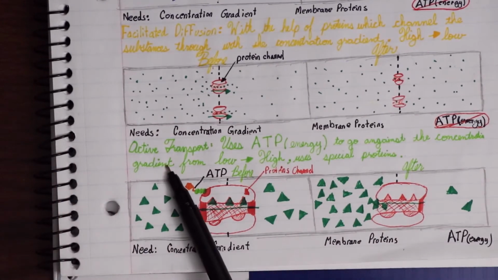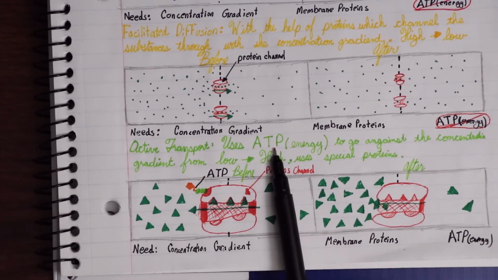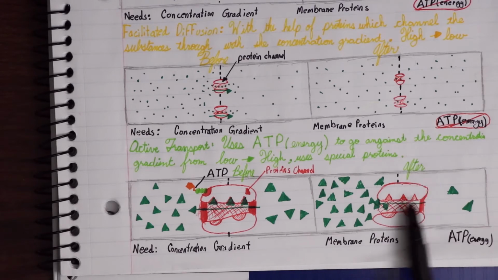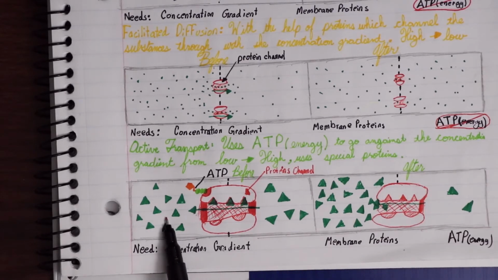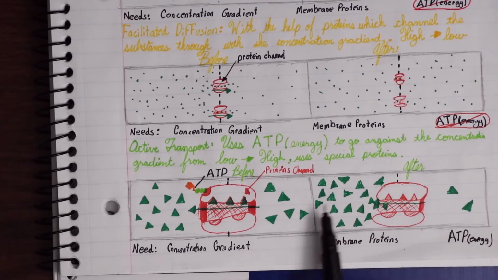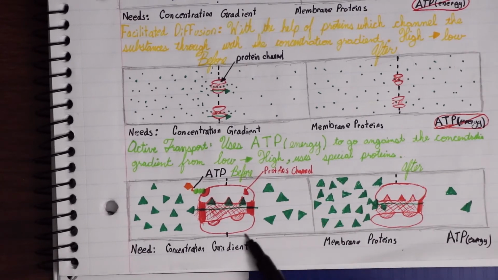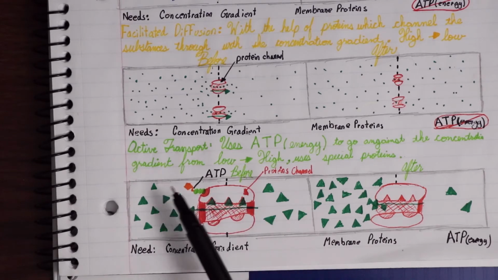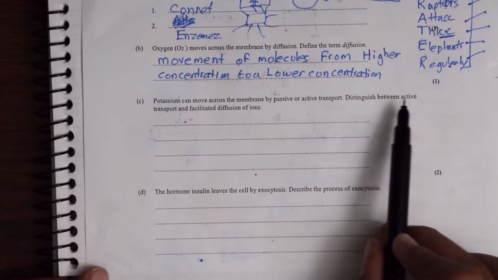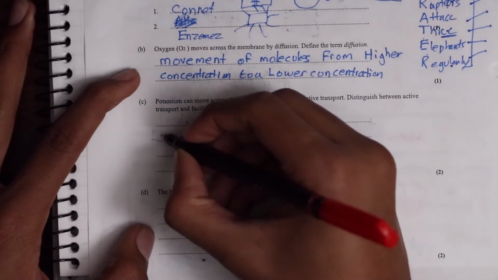Now, active transport is where it gets crazy. Uses energy to go against the concentration gradient. So it's going from low to high. See how it's low here, it's high here. It's going that way. And it uses energy, uses ATP. See ATP. That's basically what this is trying to say. Active transport uses energy.